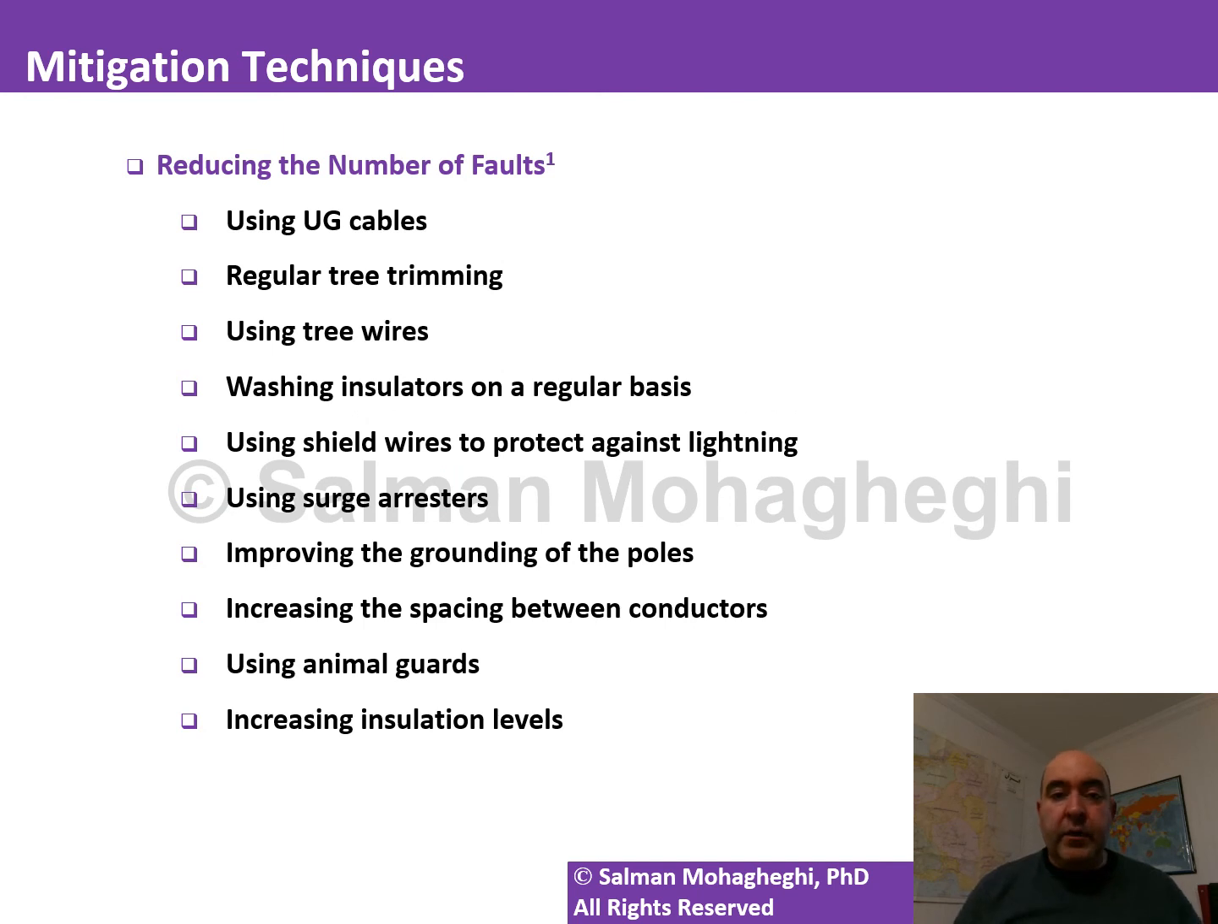All right, let's focus on the ways we can reduce the number of faults. There are a variety of different techniques we can use, some of which I have listed here. One is to use underground cables. Underground cables are less prone to short circuit faults compared to overhead lines because they are more protected and they are not affected by weather events or tree branches or animals or things like that.